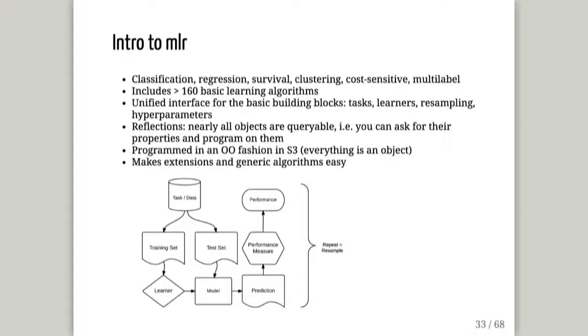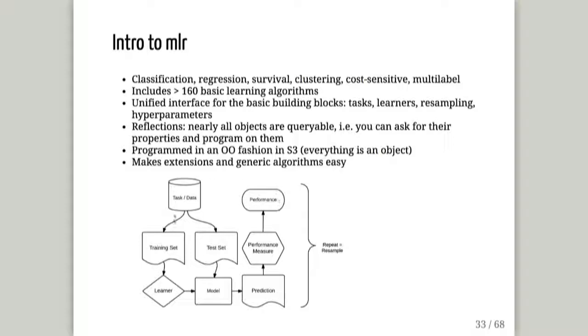There's even a little language just to be able to talk about hyperparameters and parameter sets, which becomes really handy for tuning. And like I already said, we have a little reflection system going on where nearly all objects are queryable. So you can ask them what they can do. Can they handle missing values natively? Can they support multi-class classification, and so on? All of that is stored inside of these learning algorithm objects.